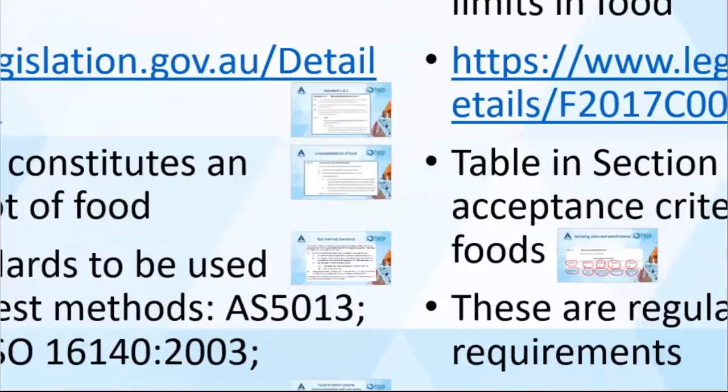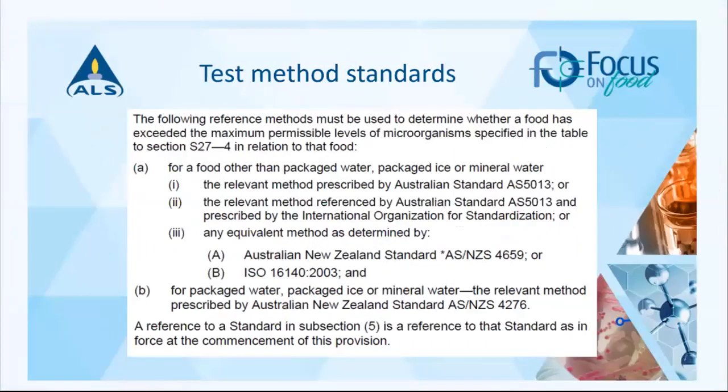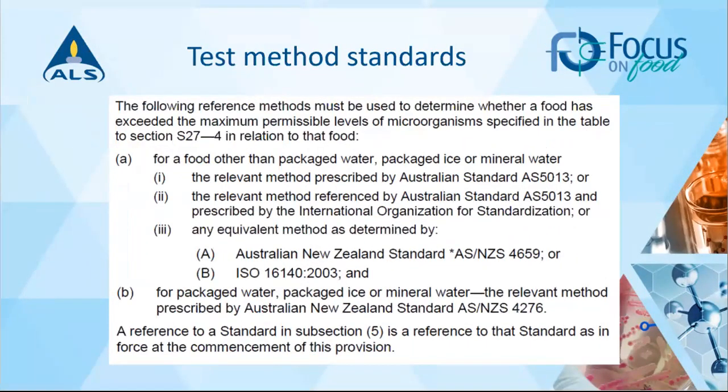So selecting test methods that are appropriate for the specifications that you've set is really important. The Food Standards Code references a number of Australian standards and ISO standards, which the test methods that you use need to be based on.